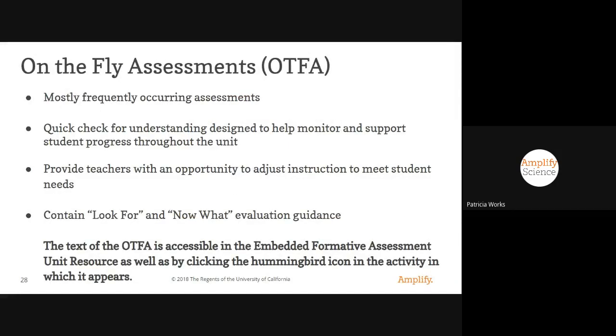On-the-fly assessments are the most frequently occurring assessments. They're a quick check for understanding designed to help monitor and support student progress throughout the unit. And they provide teachers with an opportunity to adjust instruction to meet student needs. They contain look for and now what evaluation guidance. The text of the on-the-fly assessments is accessible in the embedded formative assessment unit resource, as well as by clicking on the hummingbird icon in the activity in which it appears.